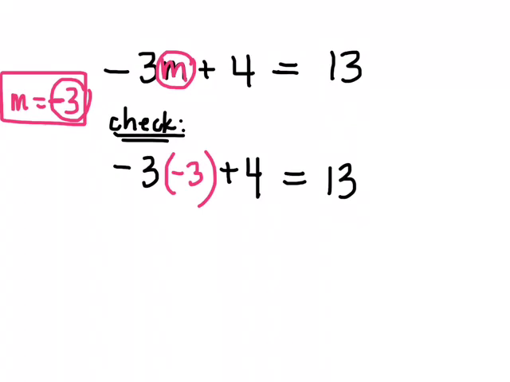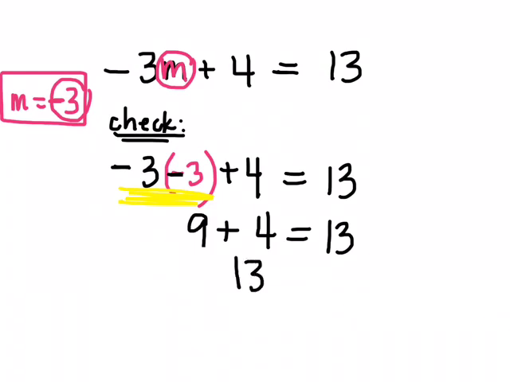Okay, now we need to simplify to see if the left side equals the right side. So we have negative 3 times negative 3 plus 4 on the left side. Which part of this should we do first? Negative 3 times negative 3. Good, we want to do multiplication. Multiplication comes first in BEDMAS. So negative 3 times negative 3, the negative becomes positive. 3 times 3 is 9. Good. So 9 plus 4 is equal to 13.